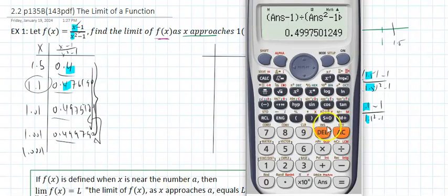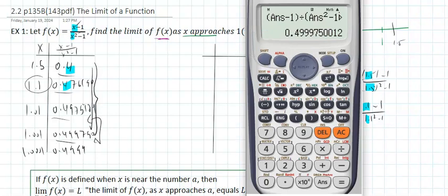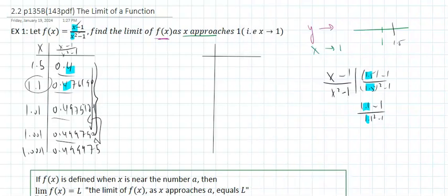Again, these are not going to take us that long anymore. So if I take 1.0001, and if I recall that function, I get 0.49997 5. Well, now notice we picked points from the right.